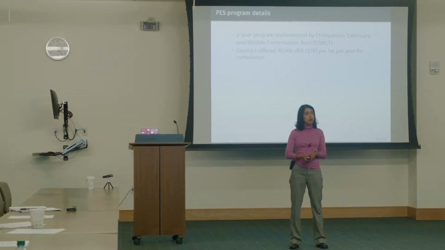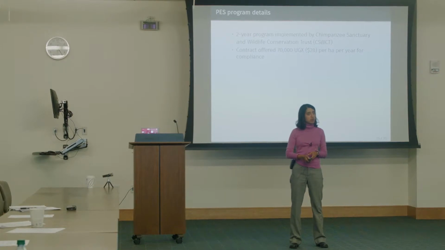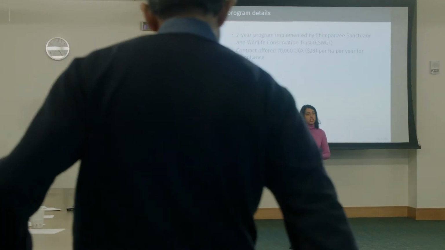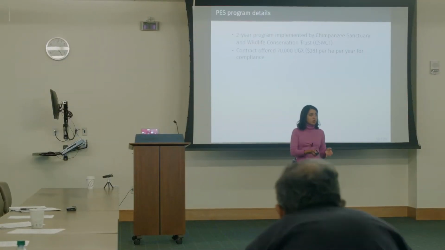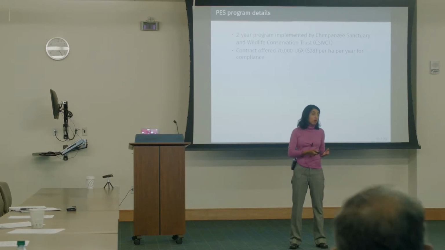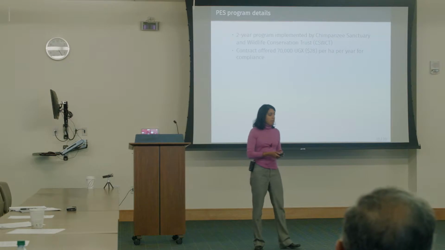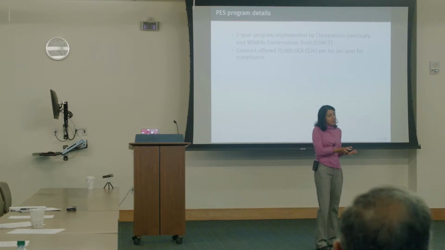So this contract is basically: don't cut any trees above a certain size. It paid $28 per hectare per year for compliance. How did we come up with that amount? There was no auction or revelation mechanism trying to get at it. We did some surveys of people about their income, and people aren't great at estimating their income from cultivation, so it was pretty rough.